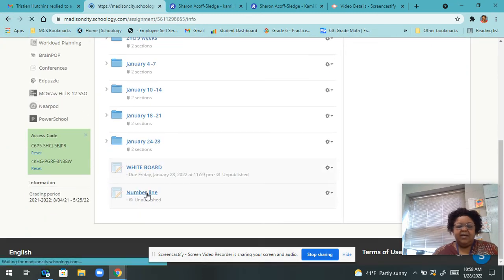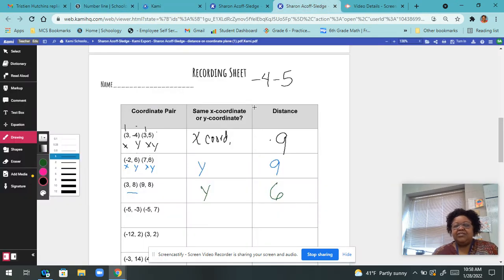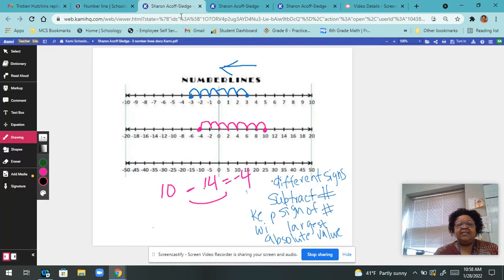Let me pull my number line up just to make sure you understand that. So I'm going to add 4 and 5 and get 9. And since both of them are negative, that's going to be -9. But I need a distance. So I'm going to take the absolute value of -9, which is 9. Now let me prove to you that -4 minus 5 is -9.